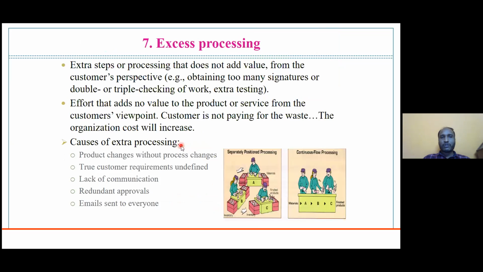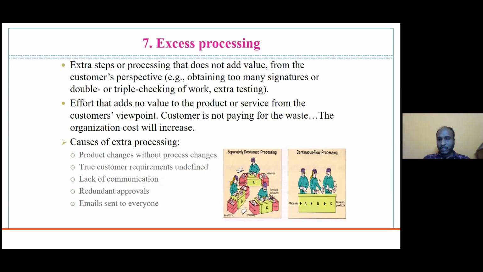And seventh will be the excess processing. These are extra steps or processing that do not add value from the customer perspective. It is effort that adds no value to the product or service from the customer's viewpoint. The customer is not paying for the waste. The customer is paying only for the final product. He is not paying for the rejection or the quality inspection. Only the product cost has to be paid. The causes of extra processing are product changes without process change, undefined true customer requirements, lack of communication, redundant approvals, and emails sent to everyone. So these are the excess processing.